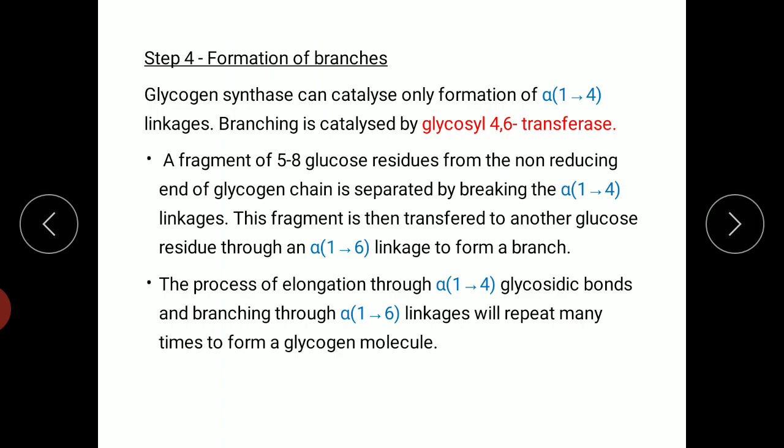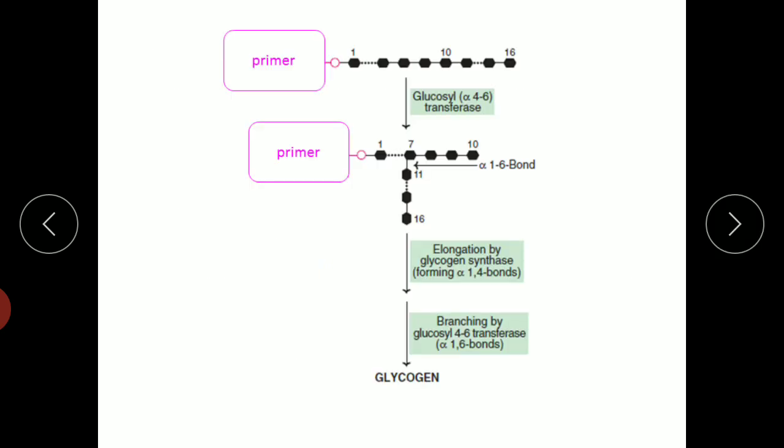Coming back, a fragment of 5 to 8 glucose residues from the non-reducing end of glycogen chain is separated by breaking alpha 1,4 linkages. This fragment is then transferred to another glucose residue or to the same residue through alpha 1,6 linkage to form a branch. The process of elongation through alpha 1,4 glycosidic bonds and branching through alpha 1,6 linkages will repeat many times to form a glycogen molecule.